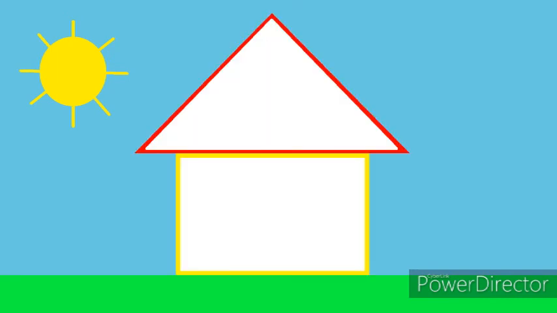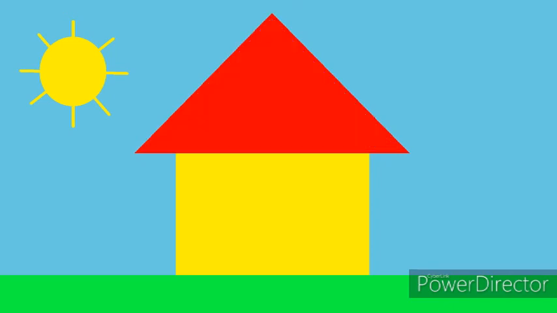Sky. Blue sky. Grass. Green grass. Sun. Yellow sun. House. What color is the house? Yellow. Yellow walls. Red. Red roof. Windows. One, two. Blue windows. Green. Green door. This is a house.